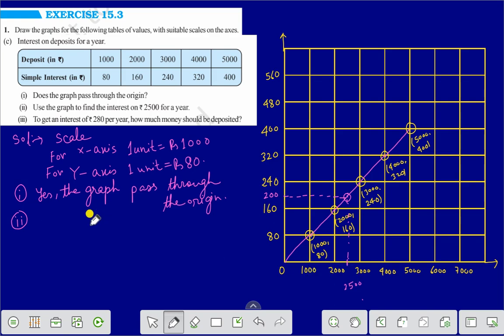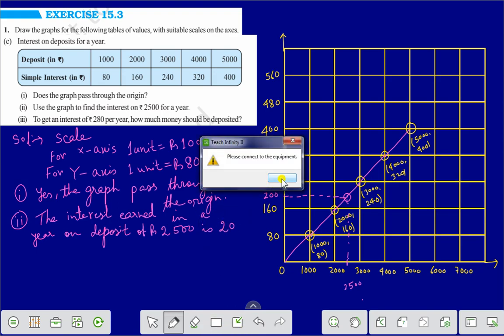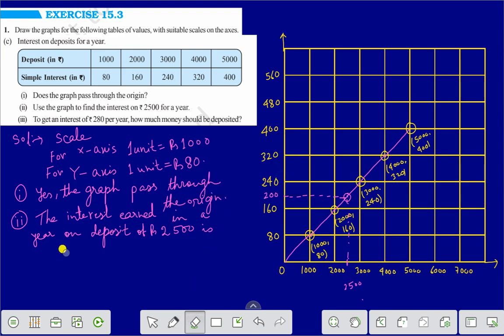Use the graph to find the interest on rupees 2500. The interest earned in a year on a deposit of rupees 2500 is rupees 200. Right? Now question number 3.